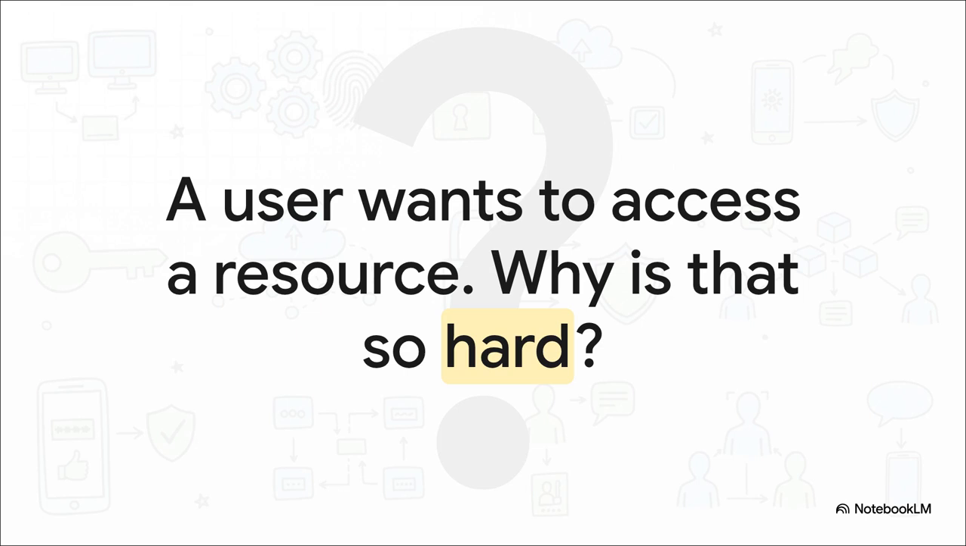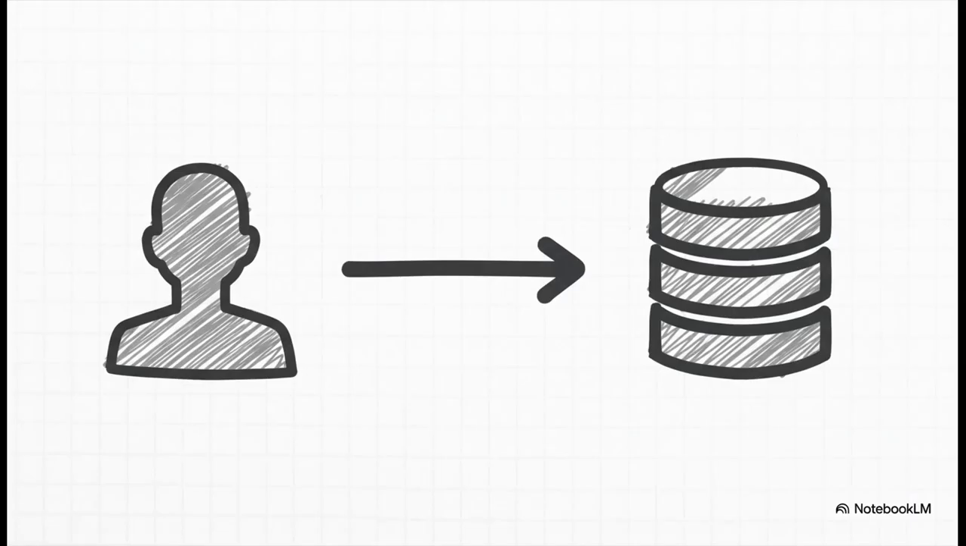So when you boil it all down, the problem seems ridiculously simple. A user wants to access a resource. That's it. So why on earth is this one of the most complex and, honestly, most difficult challenges in all of software engineering? I mean, on a whiteboard, it's just a straight line, isn't it? You, the user, connect to the resource you want. Easy.